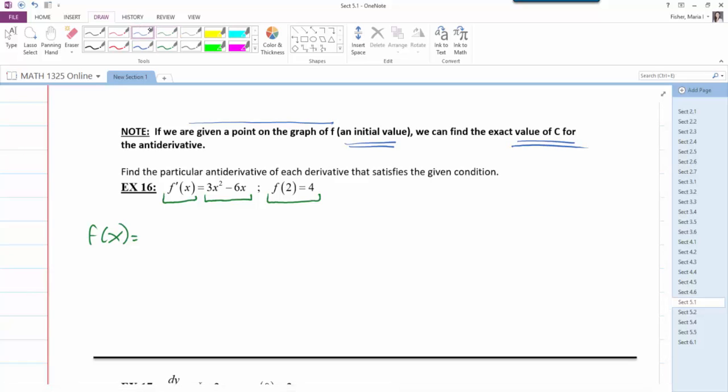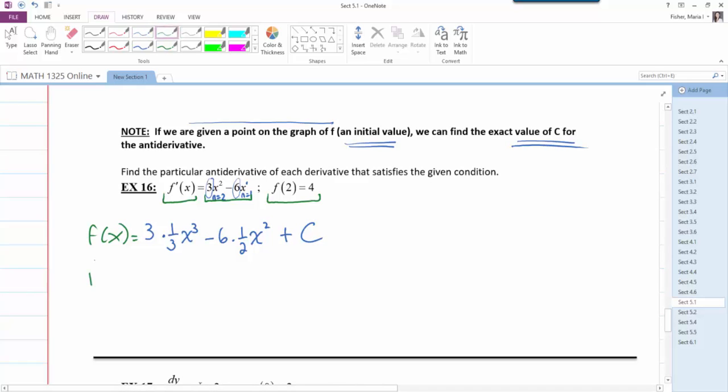Well, I'm just going to use those rules that I know from before. Well, 3 is a constant multiplier. It multiplies along. This is just the power rule. My n is equal to 2, so it's going to be times 1 over 3 x to the third minus 6 is a constant multiplier. It multiplies along. Here my n is equal to 1, because remember, if there's no exponent, it's an implied 1. So I have times 1 over 2 x squared, and then plus my constant of integration.